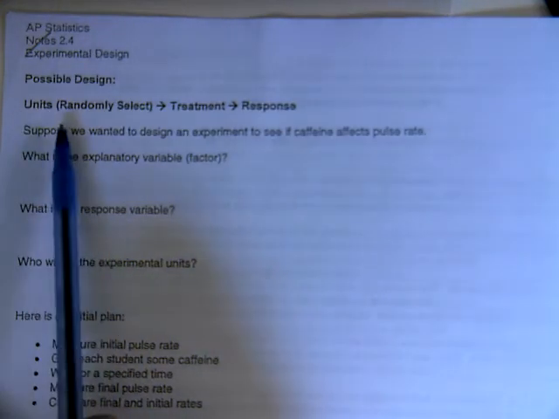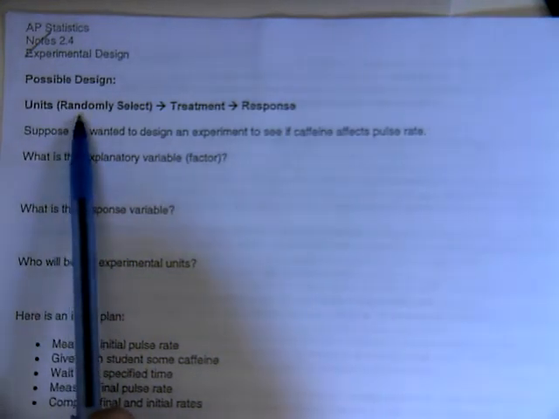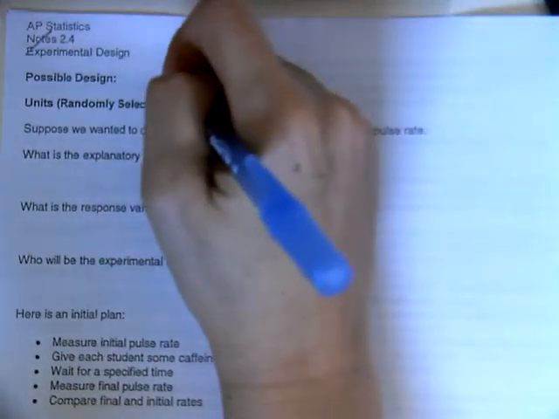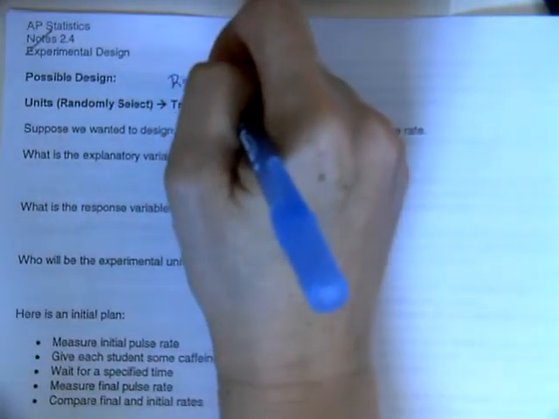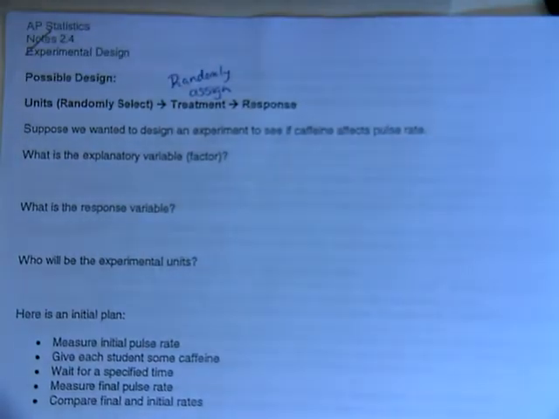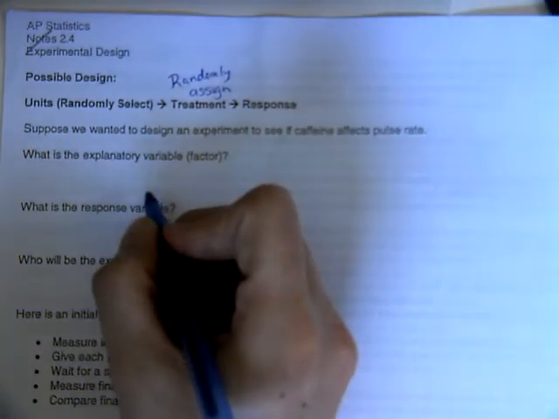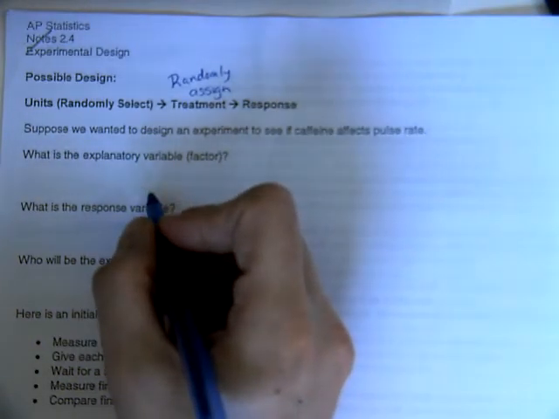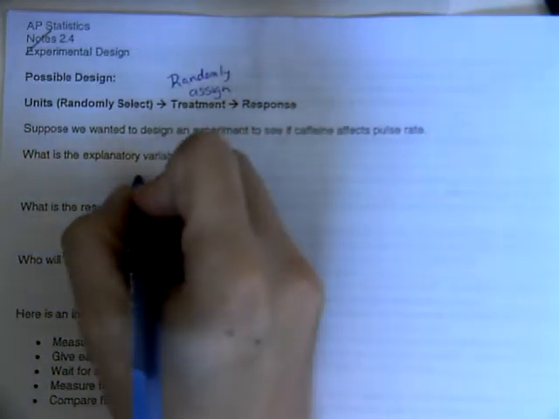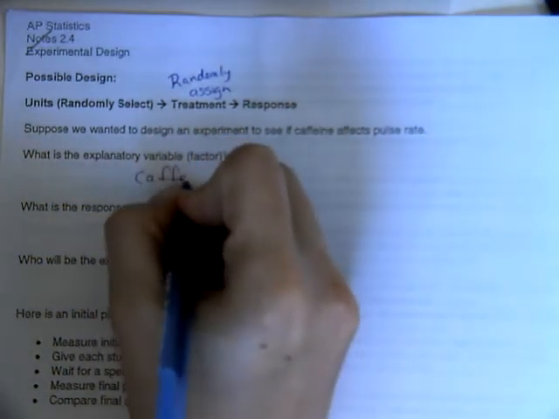Yesterday we looked at the generic approach: randomly select your units, randomly assign your treatments, and then measure your response variable. So suppose we wanted to design an experiment to see how caffeine affects pulse rate. What's our explanatory variable here? Remember, your explanatory variable is what you're going to manipulate, and that's the caffeine.